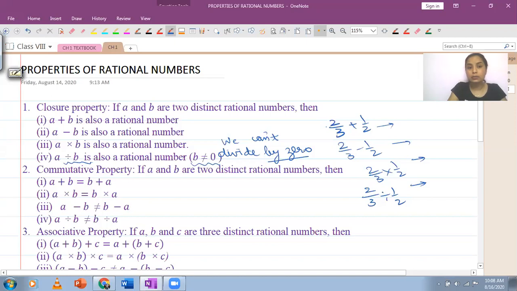Then in that case we will say that in division rational numbers are not closed.